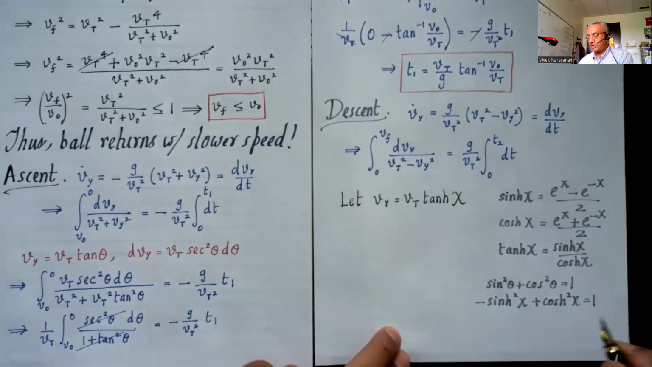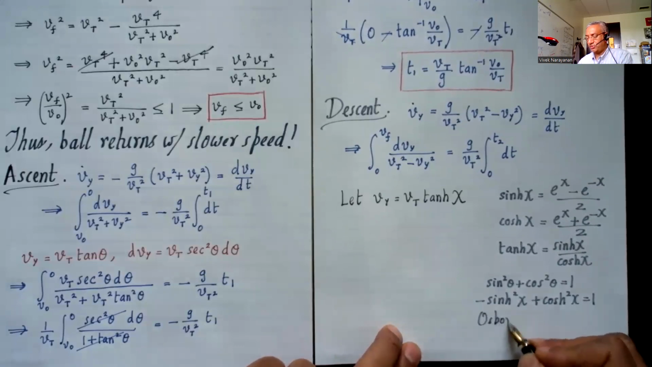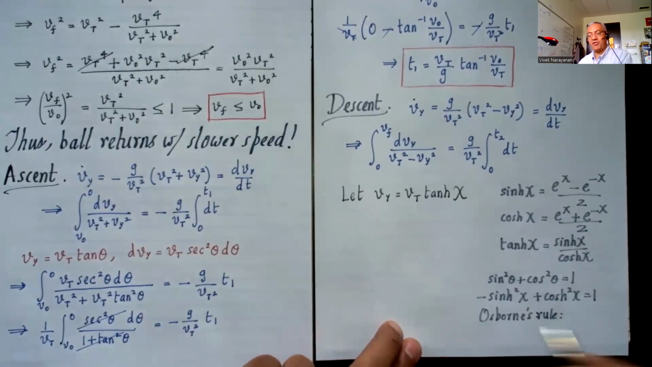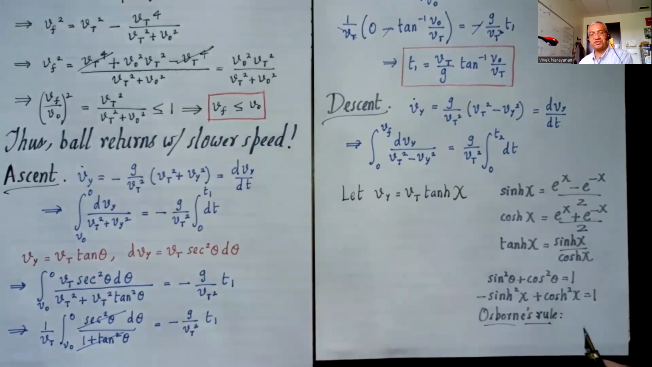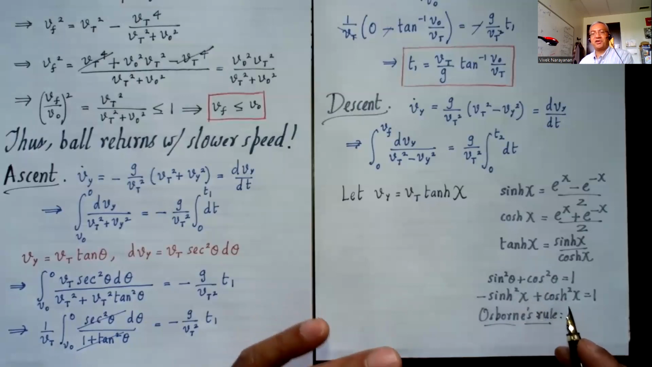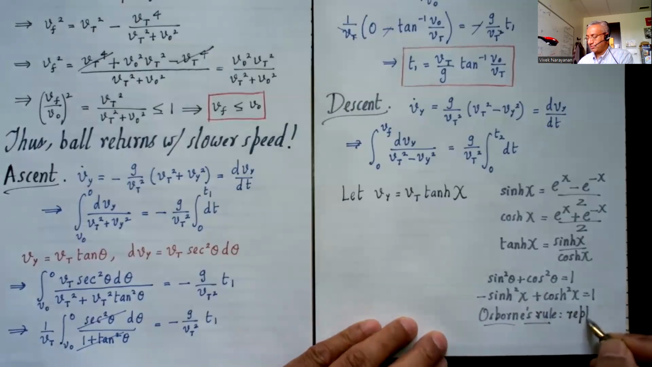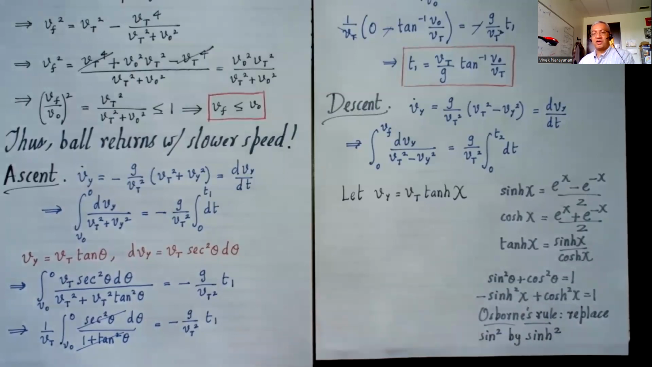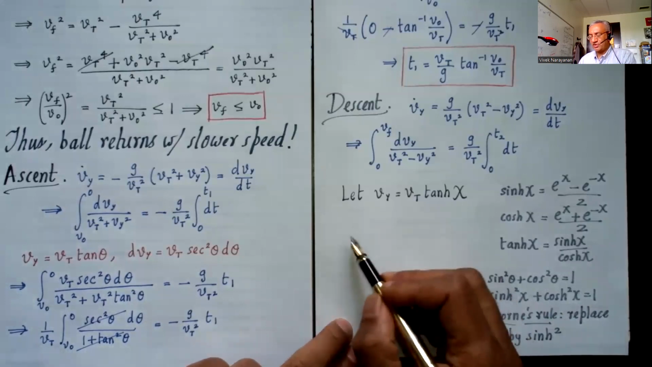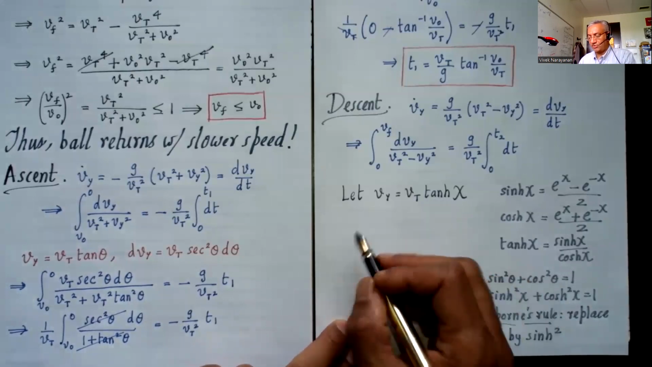This leads us to what's called Osborne's rule. Osborne's rule says that in any formula involving trigonometric functions, wherever you see sine squared, replace it with negative sinh squared. And that's true even for implicit presence of sine squared. So replace sine squared by negative sinh squared. By implicit presence, I mean equations like this. I'll come back to this soon.